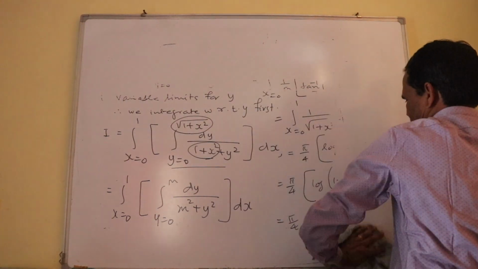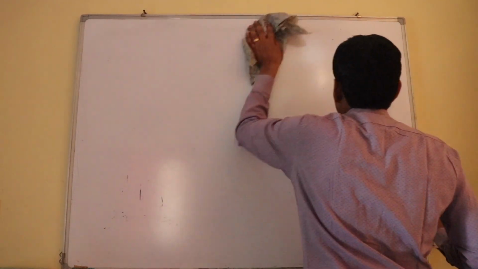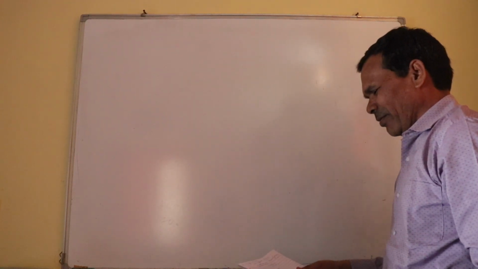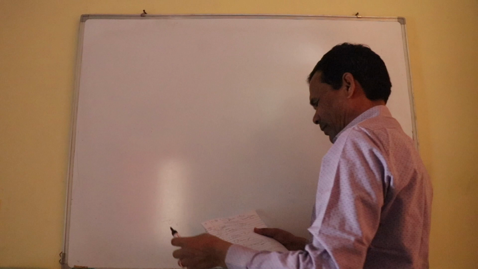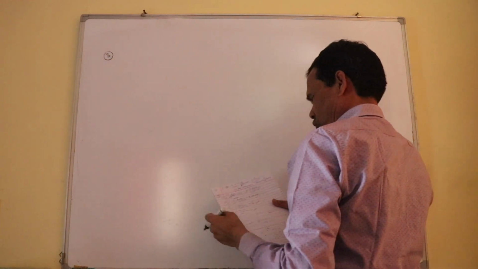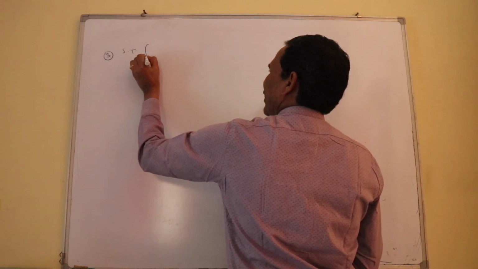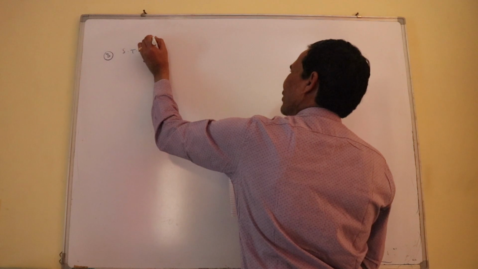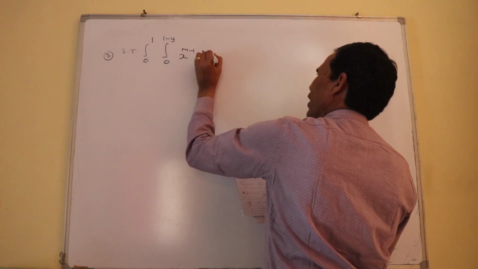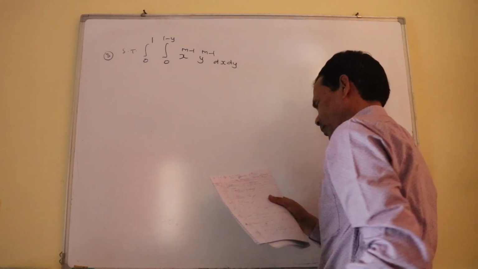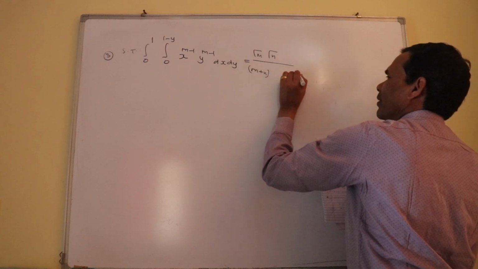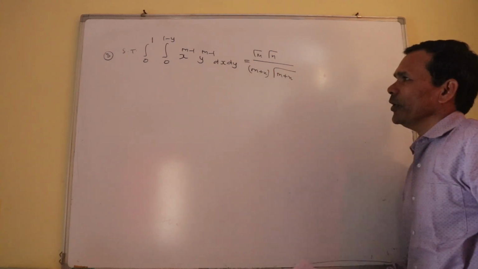Now similarly, next example. Show that the integral from 0 to 1 of x raised to m minus 1, y raised to n minus 1 dx dy, with x going from 0 to 1 minus y, is equal to gamma m gamma n upon m plus n gamma m plus n. So you have to evaluate this integral.